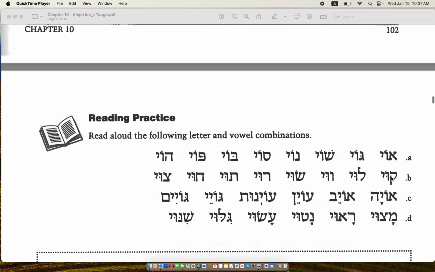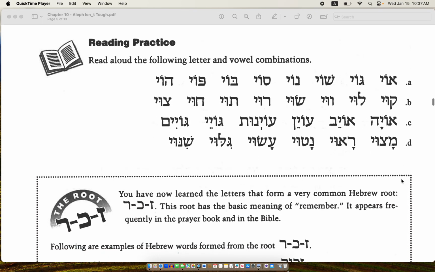We're on page 103, line A. Oi, goy, shoy, noi, soy, boy, poi, hoy. Easy enough. The oi is pretty easy. We know oi.